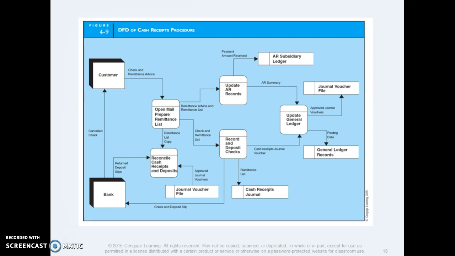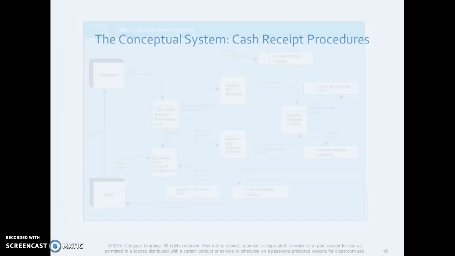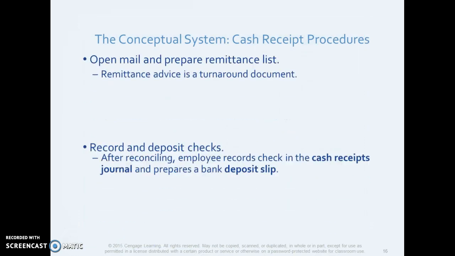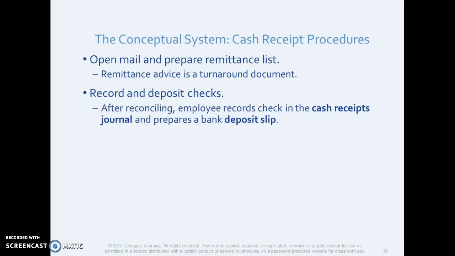So now this is a data flow diagram of when you're actually receiving the cash. Take a good look at this. This is the procedure for the cash receipts. You've got to open mail, prepare the remittance list. Remittance advice is a turnaround document. You've got to record and deposit the checks after reconciling. The employee records the check in the cash receipts journal and prepares a bank deposit slip.